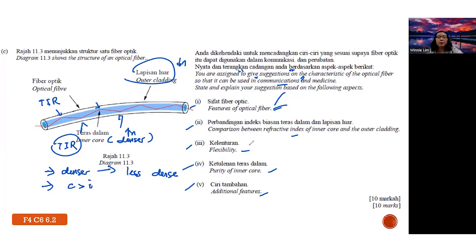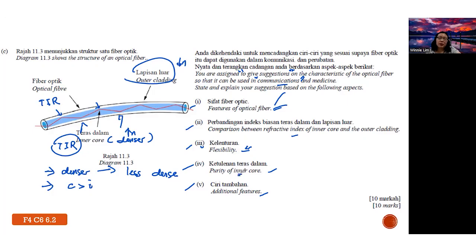Okay, moving on to the point, flexibility. In the medical field, fiber optics is used as an endoscope. So you want to plug it in from the throat, go into your internal organs and check for any problems. Of course, it is good that it is flexible so that you can bend it, right? If it goes straight, it's kind of dangerous. So that's why you can say high flexibility, easily bent.